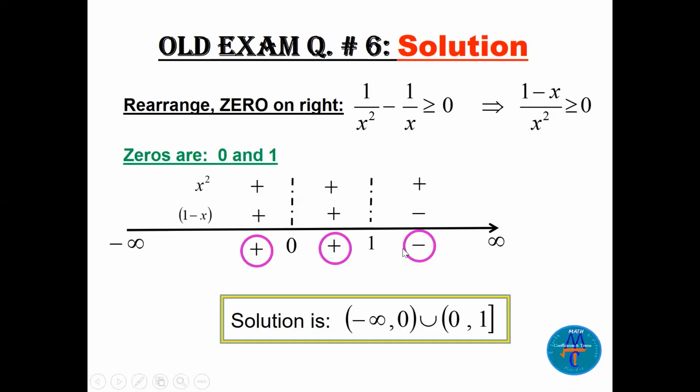What is the solution here? The plus. See, we check the 0. Is 0 in the solution here? 0 will make the denominator 0, so we will take it out. So from minus infinity to 0, open, union 0 to 1, closed. Now check here, if you want to check. Is 1 in the solution? Put 1 here: 1 minus 1 over 1 squared, 0 greater than or equal to 0? Yes. So 1 is closed because we have equal there.